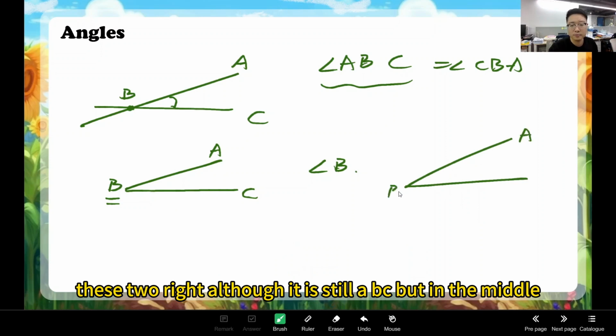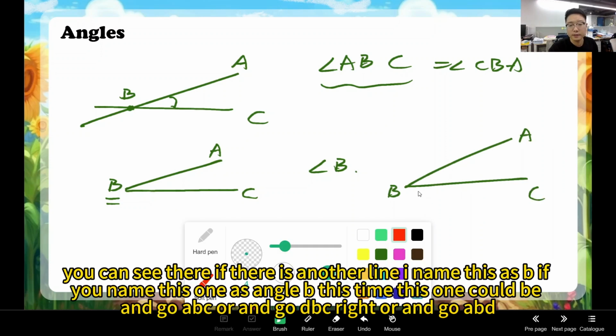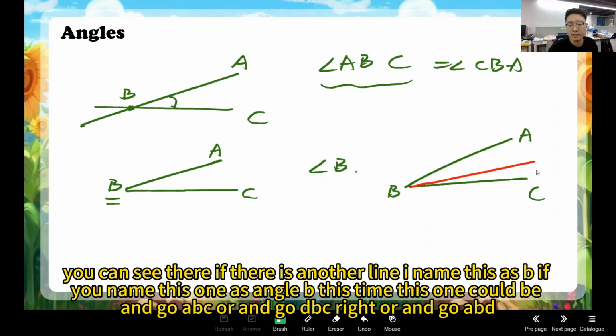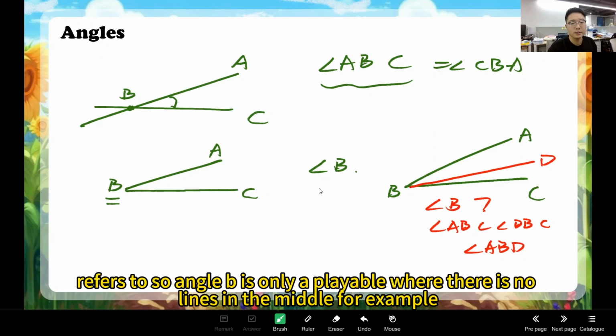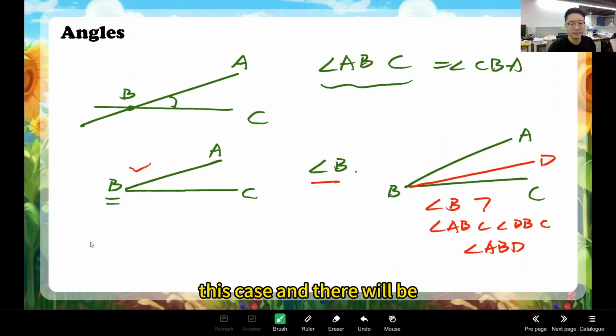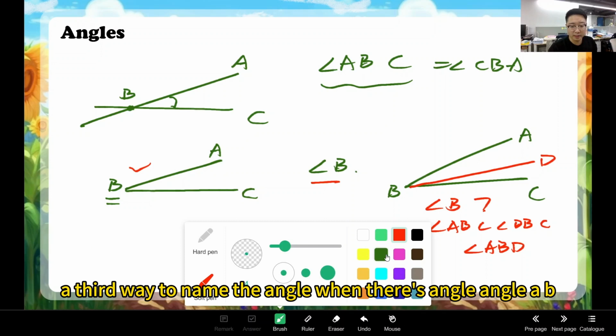Although it is still ABC, in the middle you can see there is another line, I name this as D. If you name this one as angle B this time, this one could be angle ABC or angle DBC, right? Or angle ABD. So I don't know which angle angle B refers to. So angle B is only applicable when there are no lines in the middle. For example, this case. And there will be a third way to name the angle.